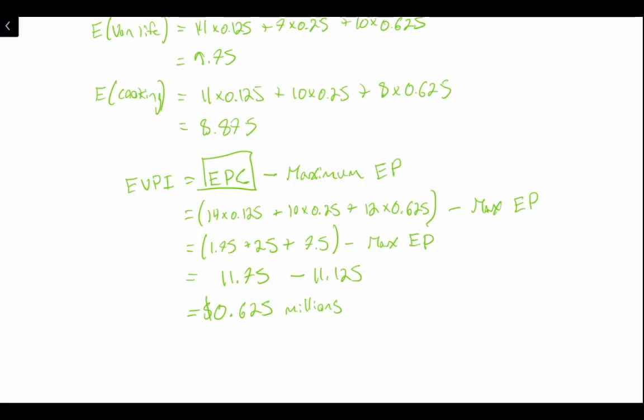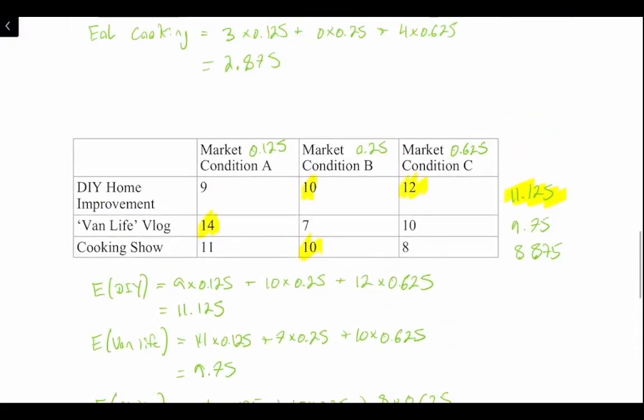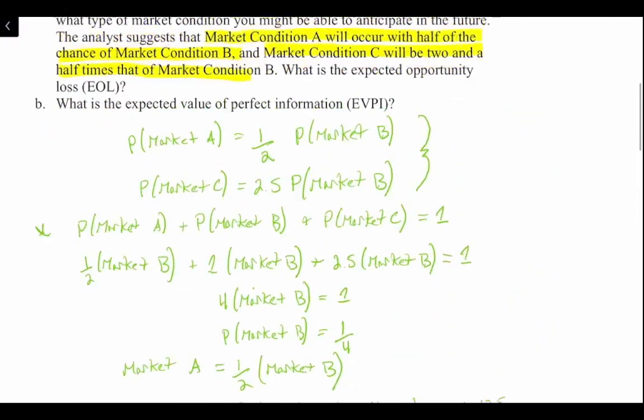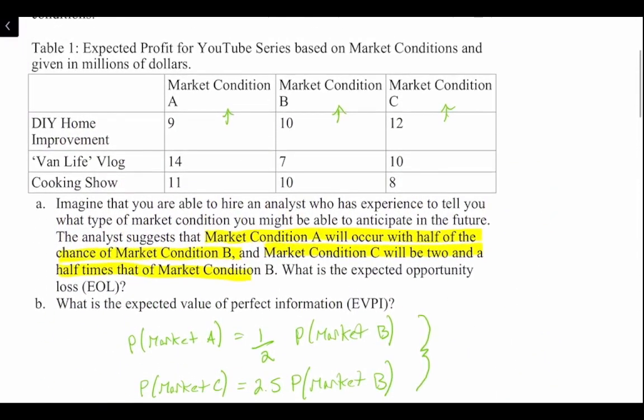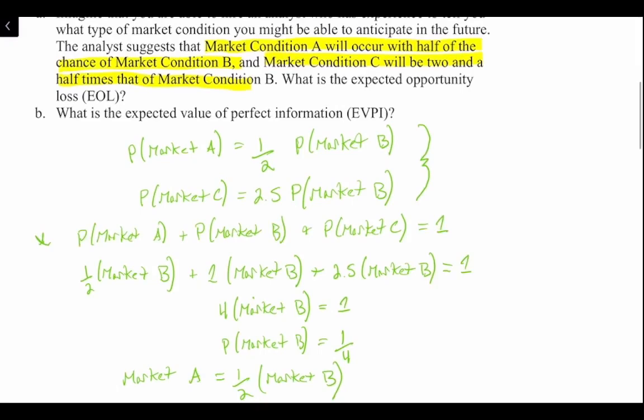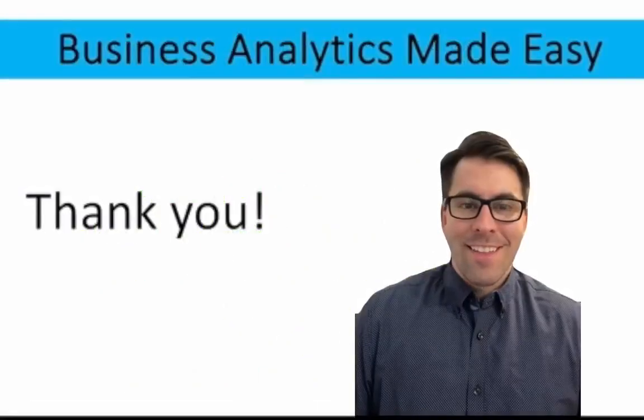So in this video, we've gone through the EPC, the maximum EP, the EVPI, as well as the expected opportunity loss, as well as how to calculate different probabilities when given different information about market conditions. And that's it for this video.